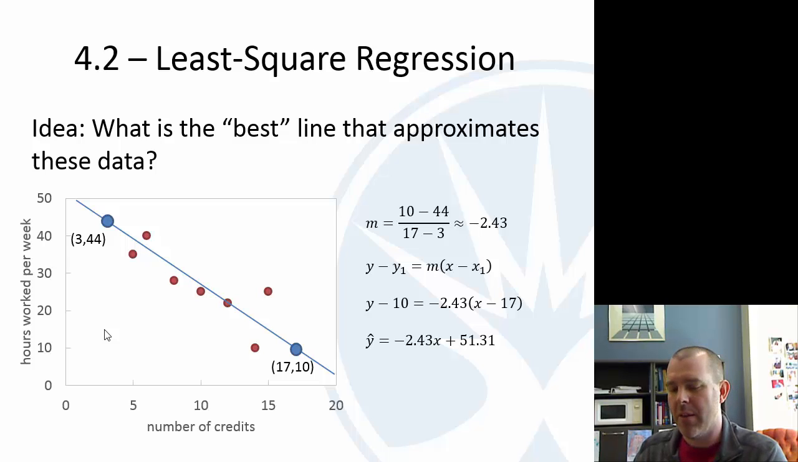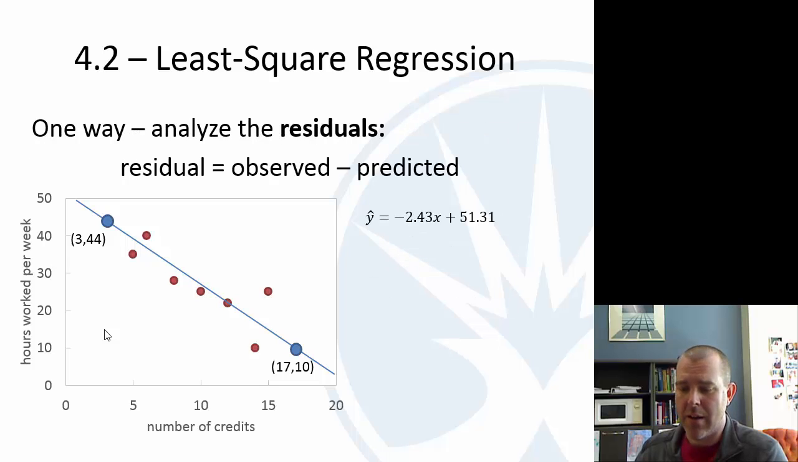But the question we might have is, is that the best line? Is there a better line that could be even more precise than that? How do we know if that's better or not? One way to do that is to look at the errors, how far off you are from the points. So we introduced something called the residual. It's the observed value minus the predicted value.